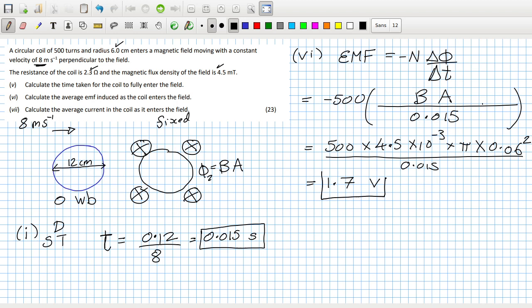That's what I got. Seems like a reasonable answer. And then the last one is calculate the average current. So that's the VIR triangle. So the I is V over R. So that's my previous V answer divided by the resistance of 2.3. So that's 0.74 amps.